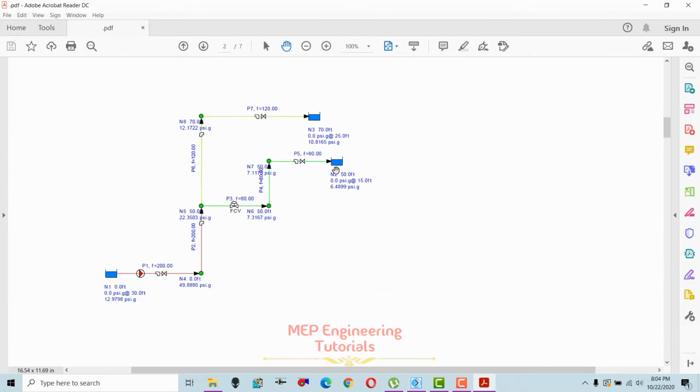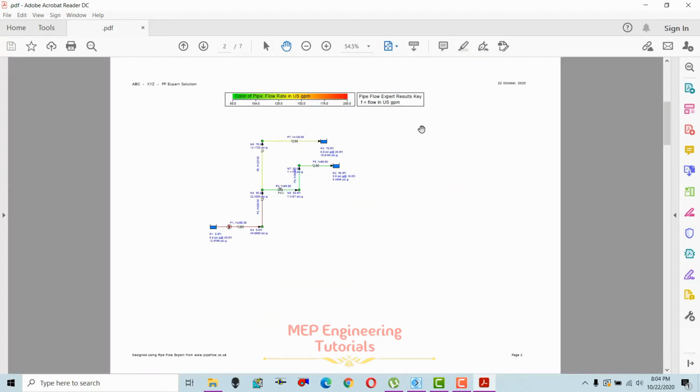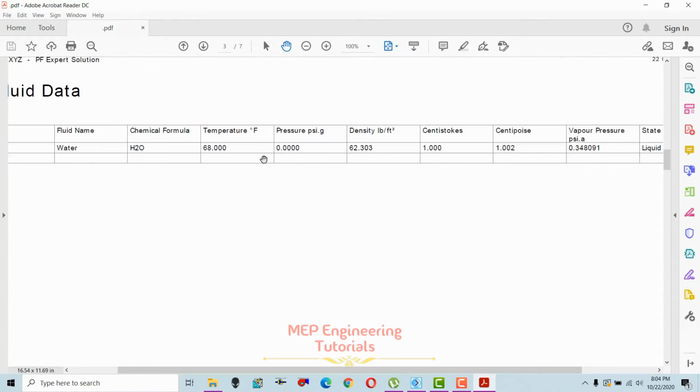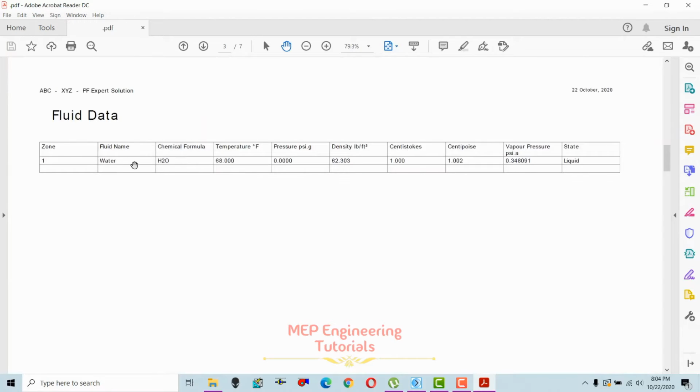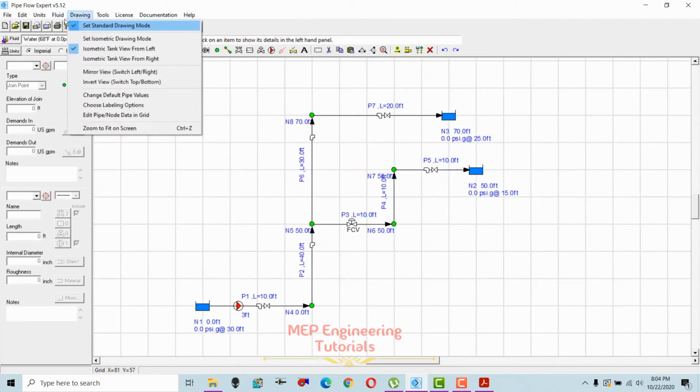So this is the drawing, you can see that, and this is the fluid data. You can see in here we have used H2O water, 68 degrees Fahrenheit. So you can also change the fluid by just going back in here, go to redesign, go to the fluid, and you can change the fluid in here.